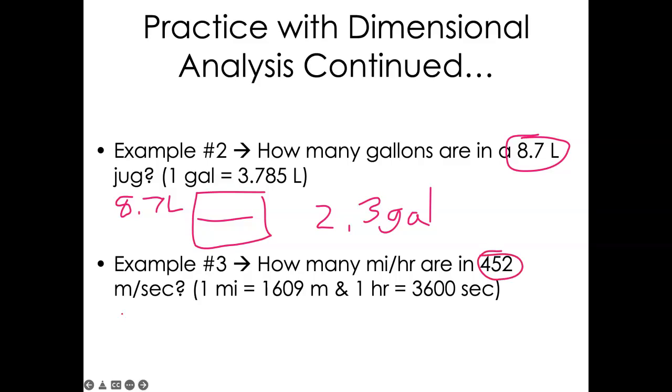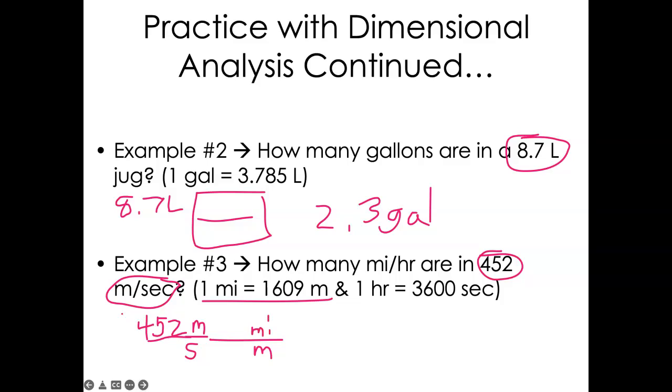So we're starting with 452 meters per second. And so I'm going to write that down because that's what I have to start with. And that's where you always need to start. And then I've got to convert my meters to miles. And so here's my conversion factor for that. So I'm going to want to put my meters on the bottom so that they will cancel out. And I'm going to want to put my miles on the top.